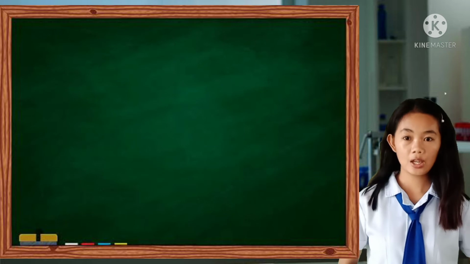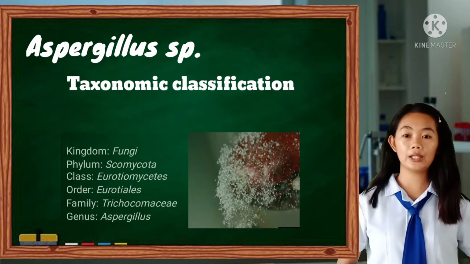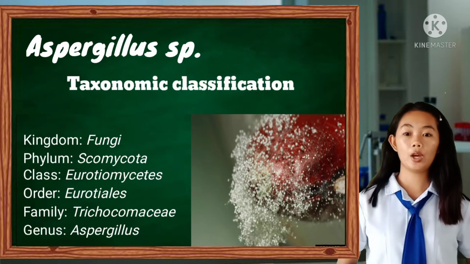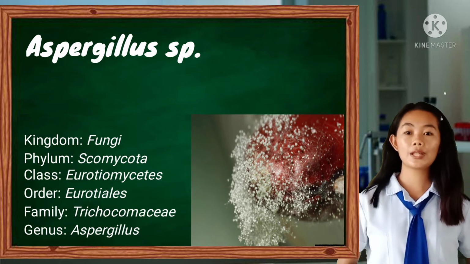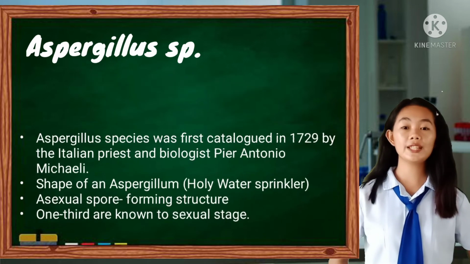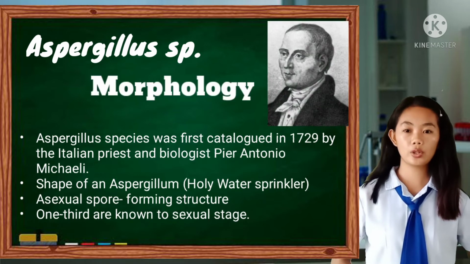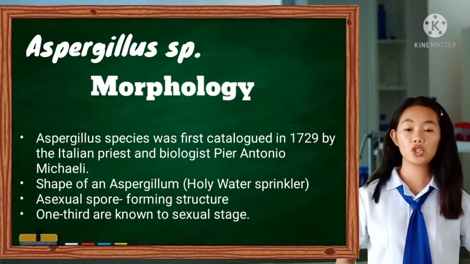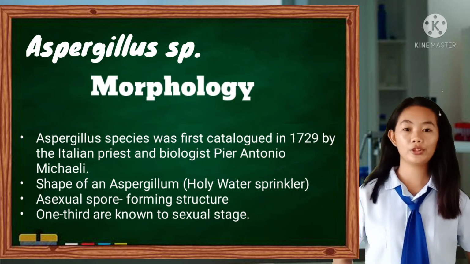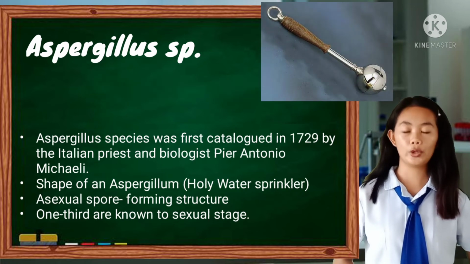Last but not the least, we have Aspergillus species. Aspergillus species belongs to the kingdom Fungi, phylum Ascomycota, class Eurotiomycetes, order Eurotiales, family Trichocomaceae, and genus Aspergillus. Aspergillus was first catalogued in 1729 by the Italian priest and biologist Pier Antonio Micheli. Viewing the fungi under a microscope, Micheli was reminded of the shape of an aspergillum, or holy water sprinkler, from Latin spargere, to sprinkle, and named the genus accordingly.